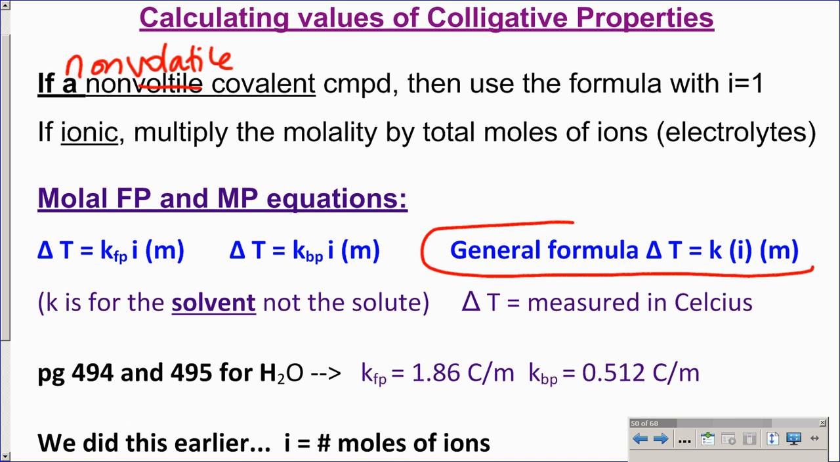If you don't write down any other formula, write down this one. This is the most general formula, but it is exactly the same as these other two. I just have a little subscript to say boiling point or freezing point, to say specifically which one we're talking about. This is the one I will always write down, and then we'll adjust it if it's freezing point or boiling point.